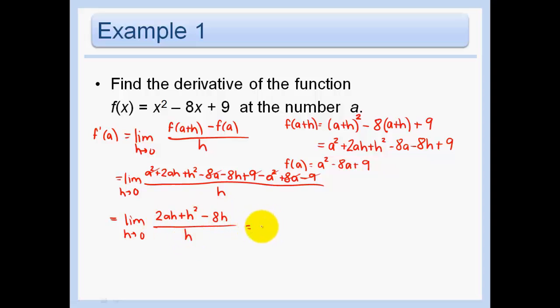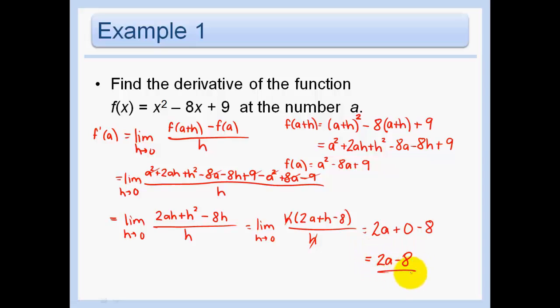We can factor an h out of the top. They cancel out, so now we can just use direct substitution. 2a plus 0 minus 8. So our answer is just 2a minus 8. And that is the derivative of this function.